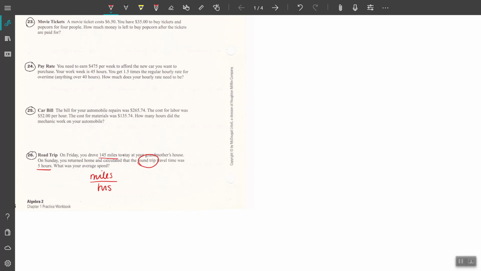What you have to remember is that you drove to grandma's, and that was a 145 mile trip, and you returned back another 145 miles. So you need to add those two together to get 290 miles total, and then the entire trip, the round trip, took you 5 hours. So you need to make sure that you double those miles on the top. They didn't ask you what your average speed was on the way there. They want it for the entire trip. And then when you do the division, you will get miles per hour as a label, and that it's 58 miles per hour.